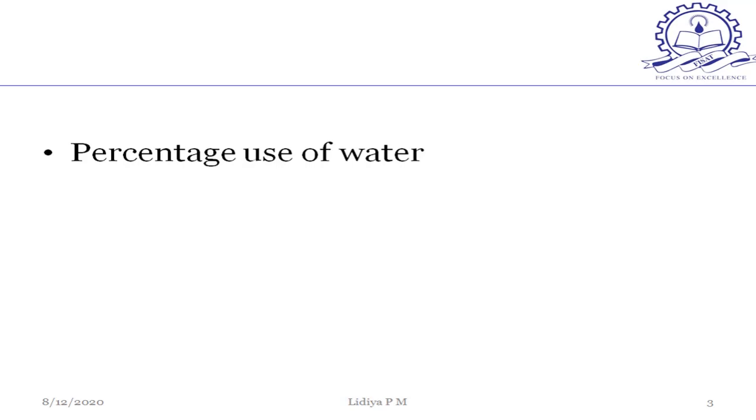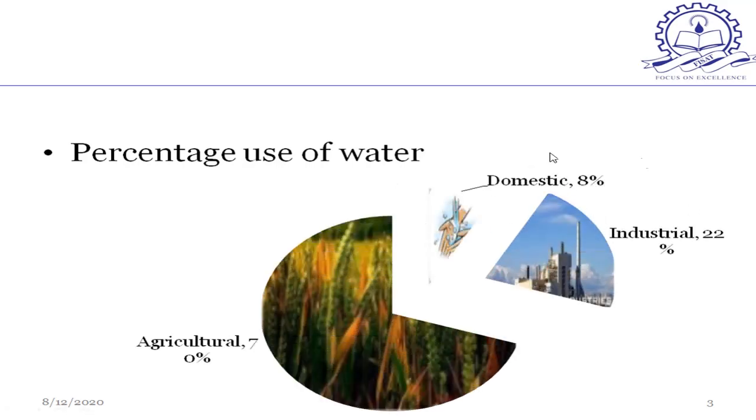If we consider the percentage use of water, 8% is used for domestic purpose and 22% is for industrial purpose and the majority is for agriculture purpose, that is 70%. Agriculture is a primary sector of our economy, contributing nearly 17% of GDP in India. So we need to give more importance to agriculture.